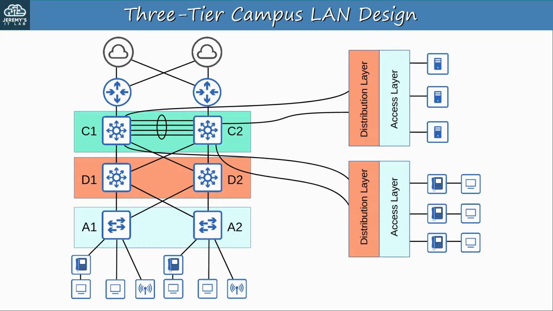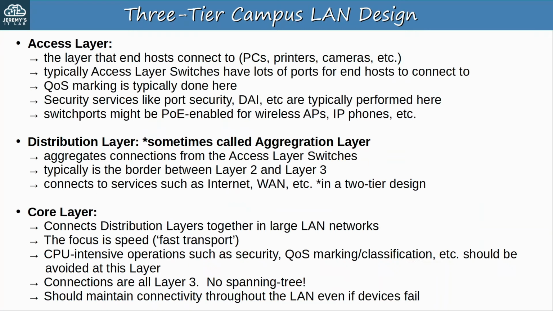Okay, let's review those tiers once more and then move on. Here are those attributes of each layer again. For the access layer, remember that it is the layer that end hosts connect to, and it often performs services like QoS marking, port security, DAI, DHCP snooping, etc. For the distribution layer, remember that it is all about aggregating connections from the access layer and serves as the border between the layer 2 network and the layer 3 network. In a 2-tier design, it connects to services such as the internet and WAN, although in a 3-tier network, usually those connections will be to the core layer instead.